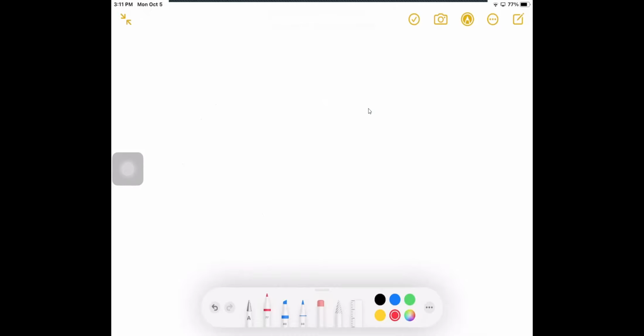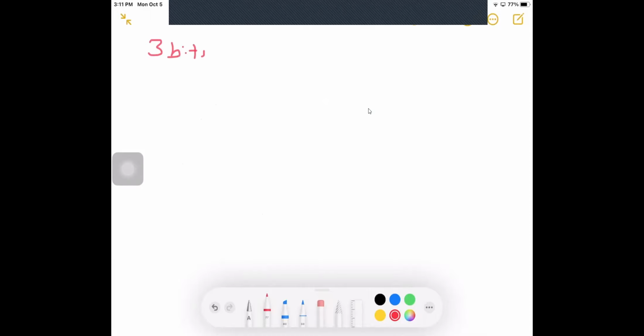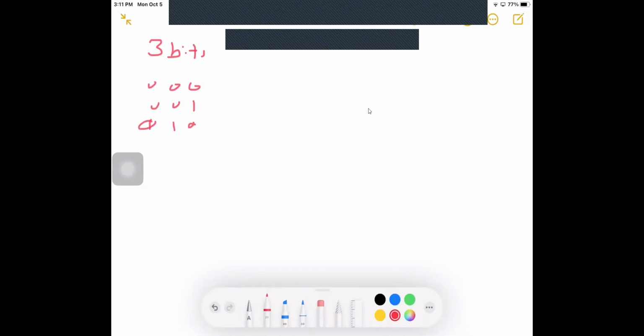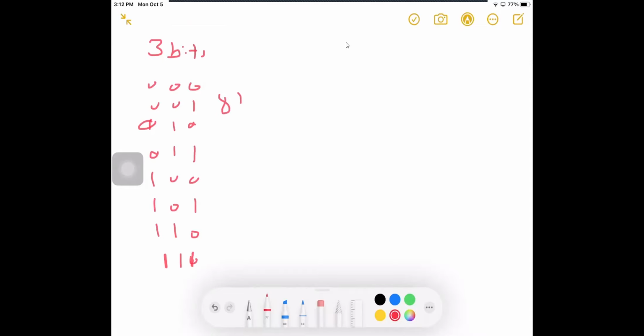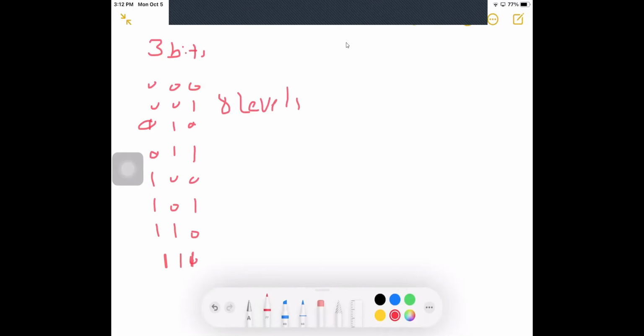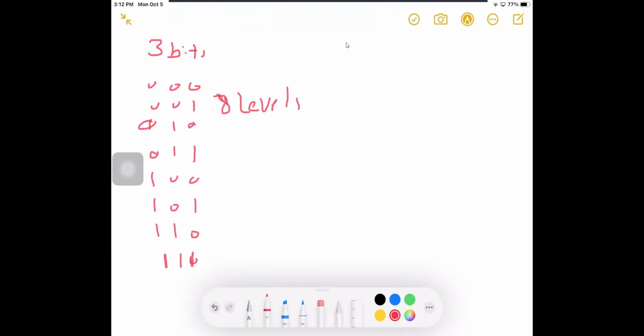Now, as you know, in digital systems, for example, when you talk about three bits, what are the combinations of the three bits? Okay, three zeros, 0 0 1, 0 1 0, 0 1 1, 1 0 0, 1 0 1, 1 1 0, and 1 1 1. So three bits will give us what? 8 combinations. Okay, 8, or say 8 levels, when you talk about quantization. Here we can say 3 bits gives us 8 levels. Why? 2 to the power b.